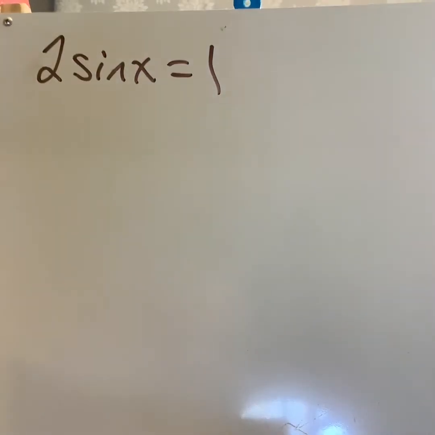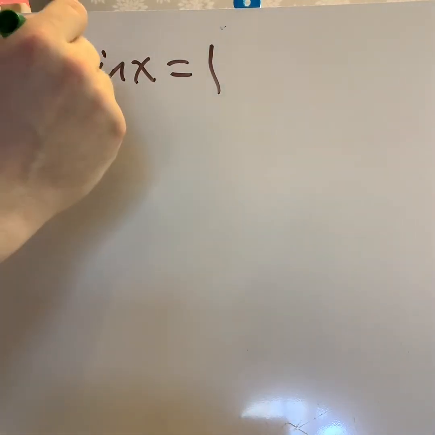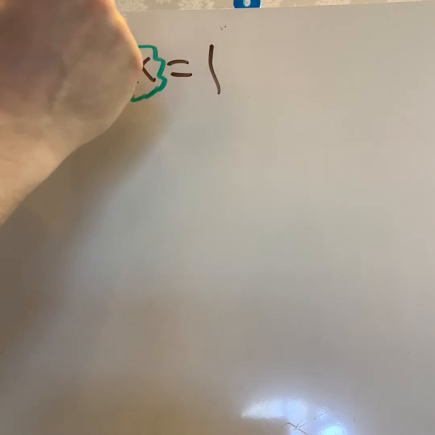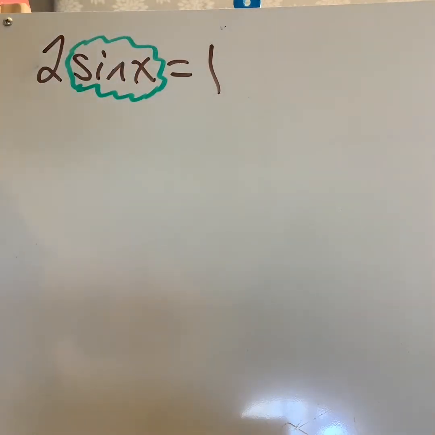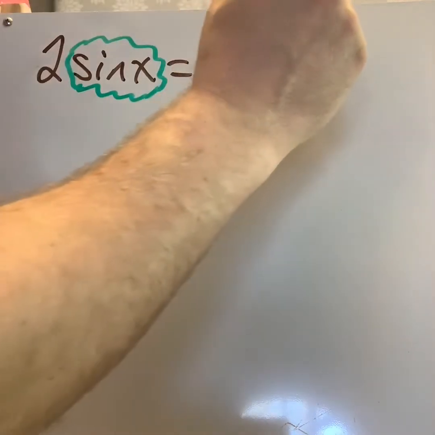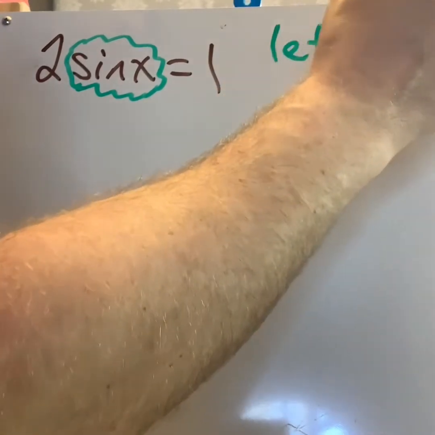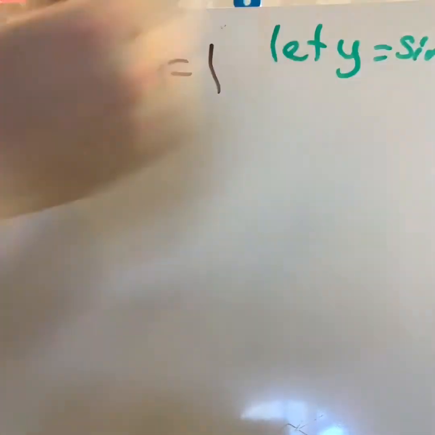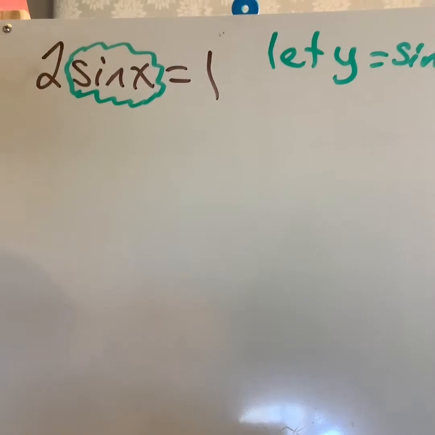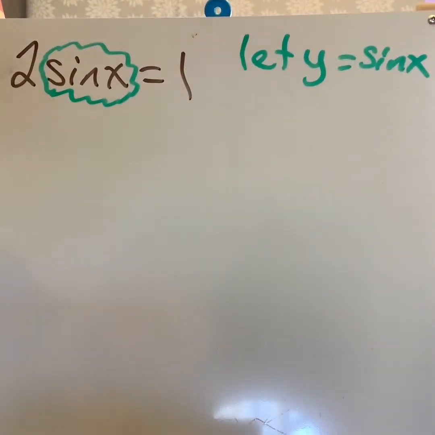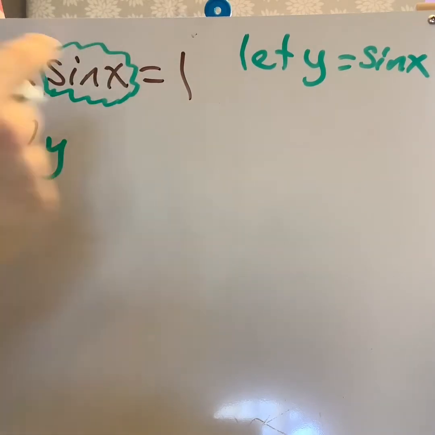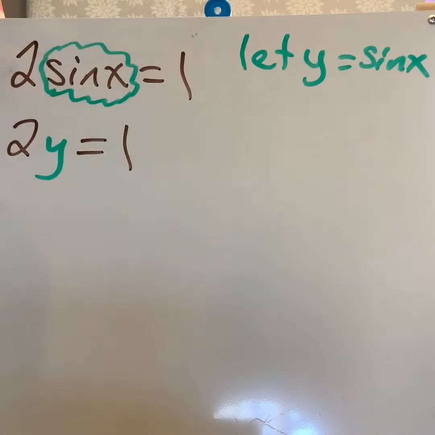So the first one, we've got 2 times the sine of x is equal to 1. Well, what you can do is just think of the sine of x as its own variable. So let's let y equal the sine of x, okay? I'm just going to use y since we already have an x in the problem. So we're going to let y be equal to the sine of x. Then this problem becomes 2 times y is equal to 1.